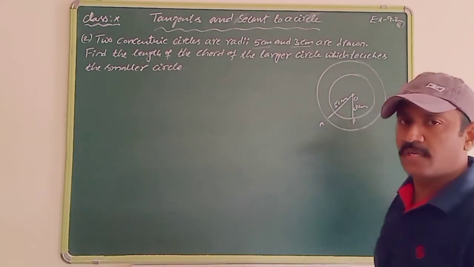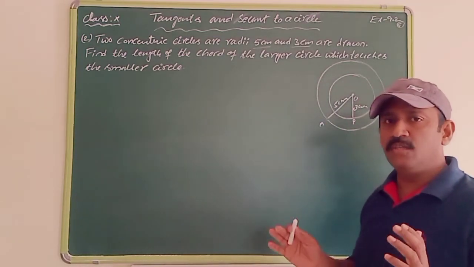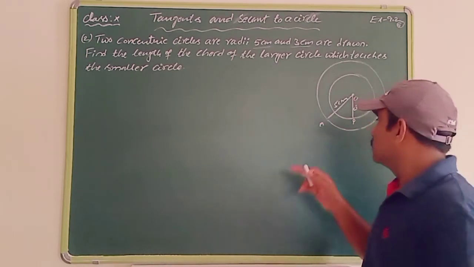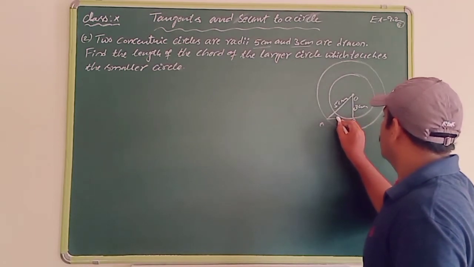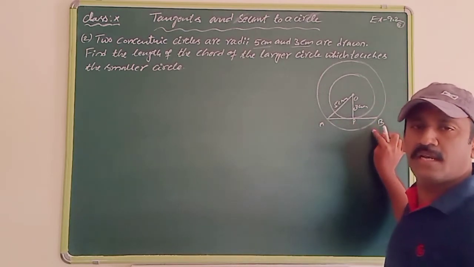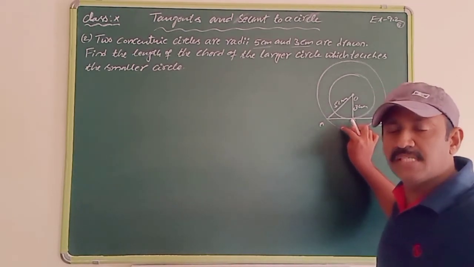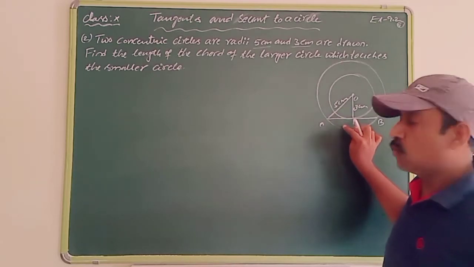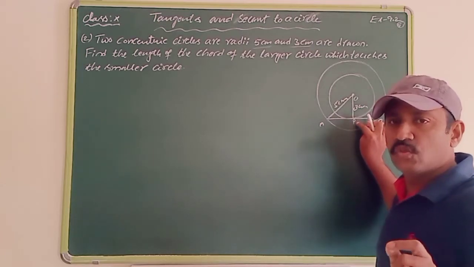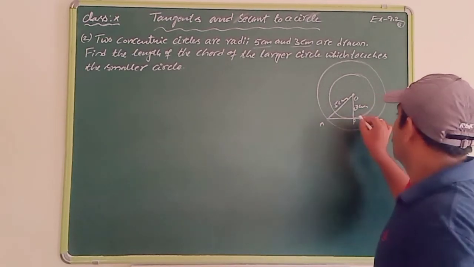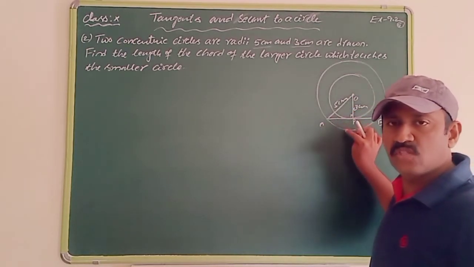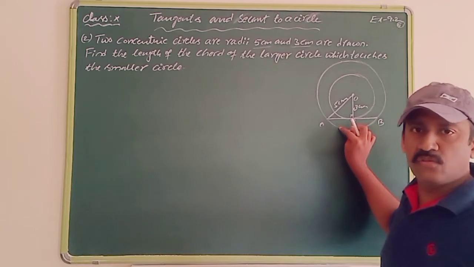The chord means a line segment which joins 2 points on the circle, but the chord should touch the smaller circle here. So we should draw like this. Now this is the chord. AB is the chord of the larger circle. Similarly, AB is the tangent to the smaller circle, right? Why is it a tangent? It touches at only one point, that point P. So P is called the point of contact. Here it will form 90 degrees, because the radius and the tangent make 90 degrees at the point of contact. That is the logic here.